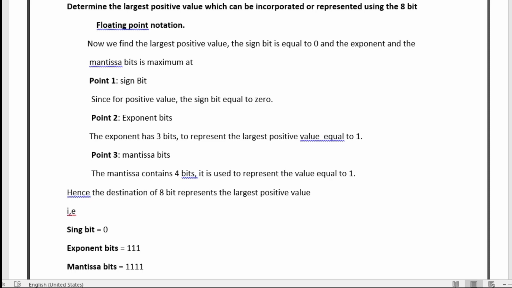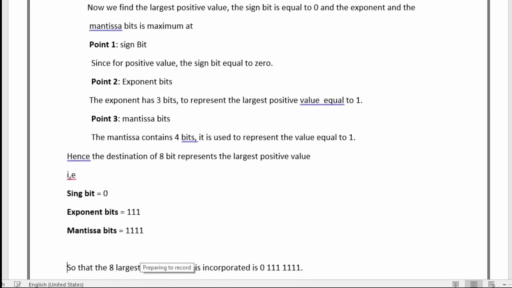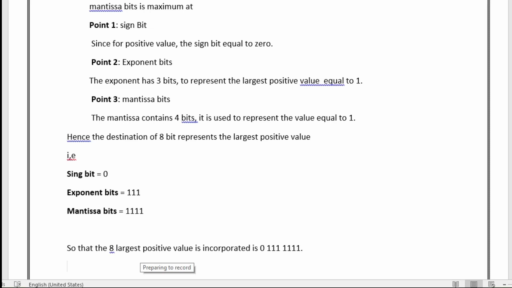Hence the 8-bit representation of the largest positive value is: sign bit equal to 0, exponent bits equal to 3 digits, that is 111, and mantissa bits equal to 4 digits, that is 1111, which is the required solution. So the largest positive value that can be represented is 01111111, that is the 8 digits, which is the required solution.